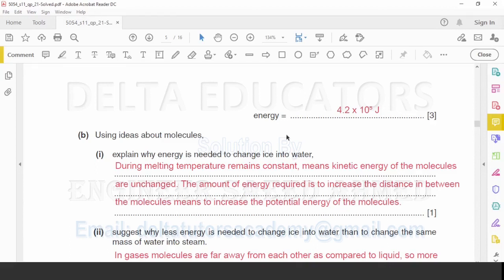So what answer do we have to write here? During melting, the temperature remains constant, which means the kinetic energy of the molecules is unchanged. The energy required is to increase the distance in between the molecules, that is, to increase the potential energy of the molecules.